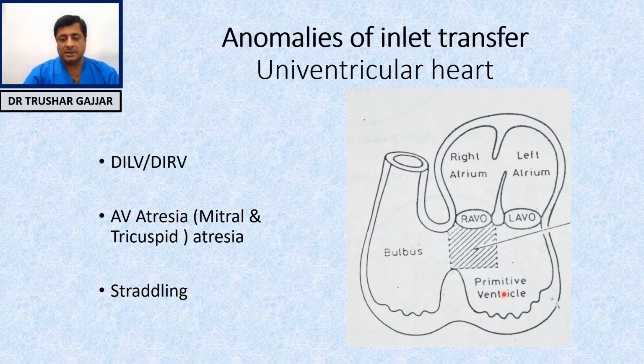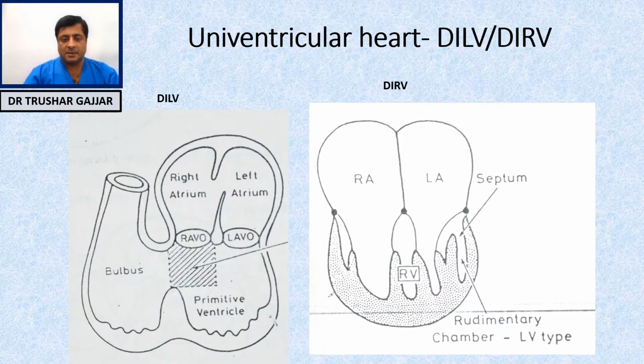You might be seeing that double inlet left ventricle is much more common than double inlet right ventricle. If this whole assembly moves towards this side, then it will lead to the double inlet right ventricle, which is a very rare phenomenon. Second problem is the AV atresia and straddling. So this is called double inlet left ventricle, and if both orifices move and the left ventricle remains very small, it is called double inlet right ventricle.